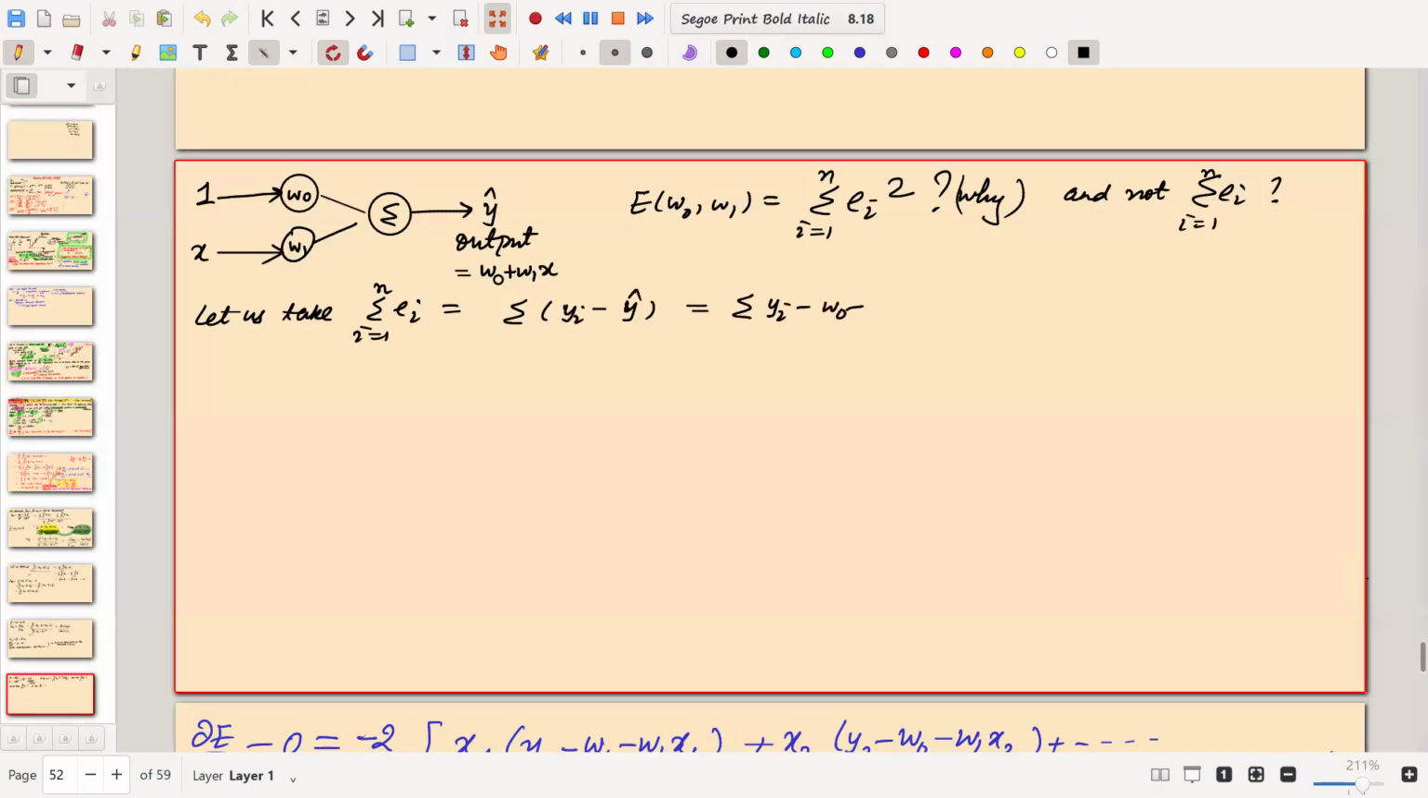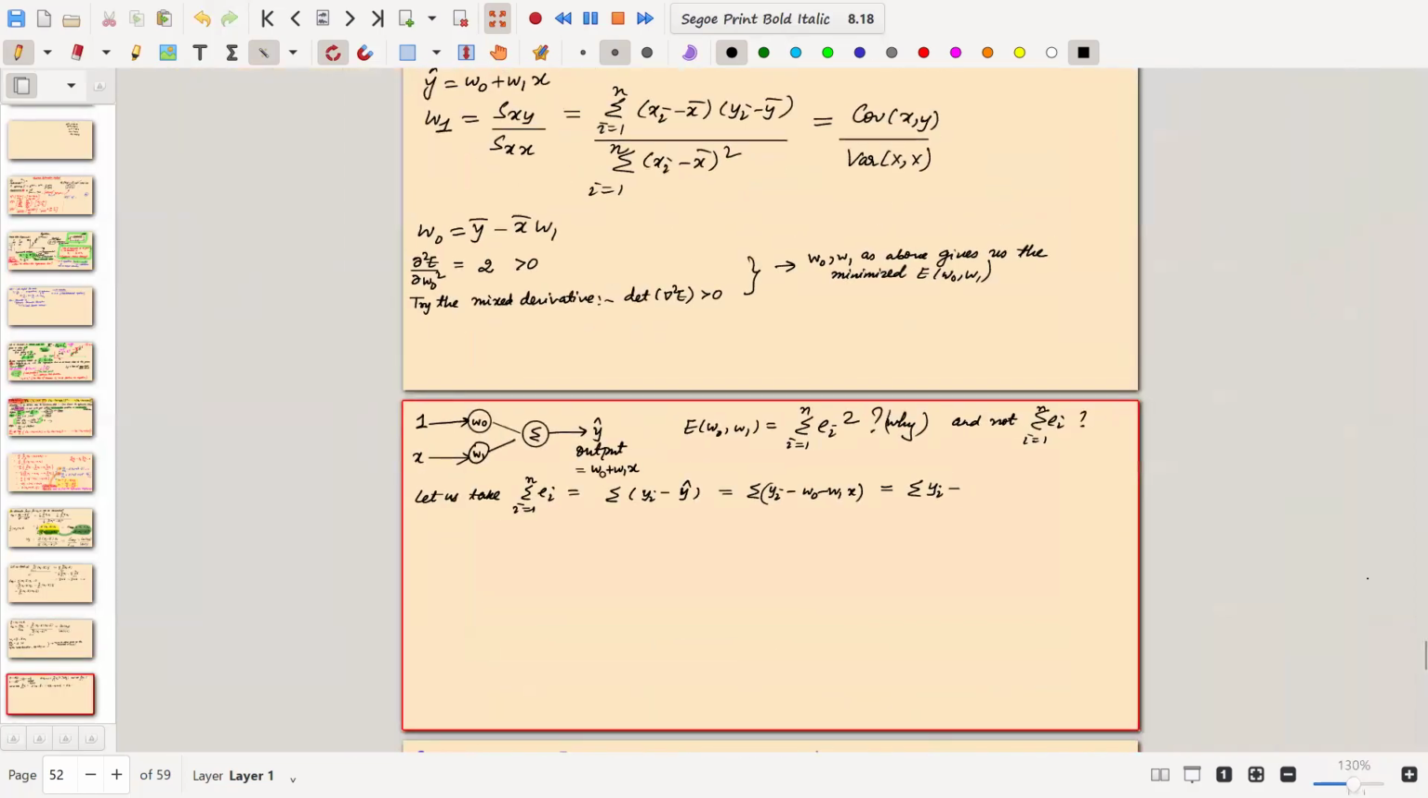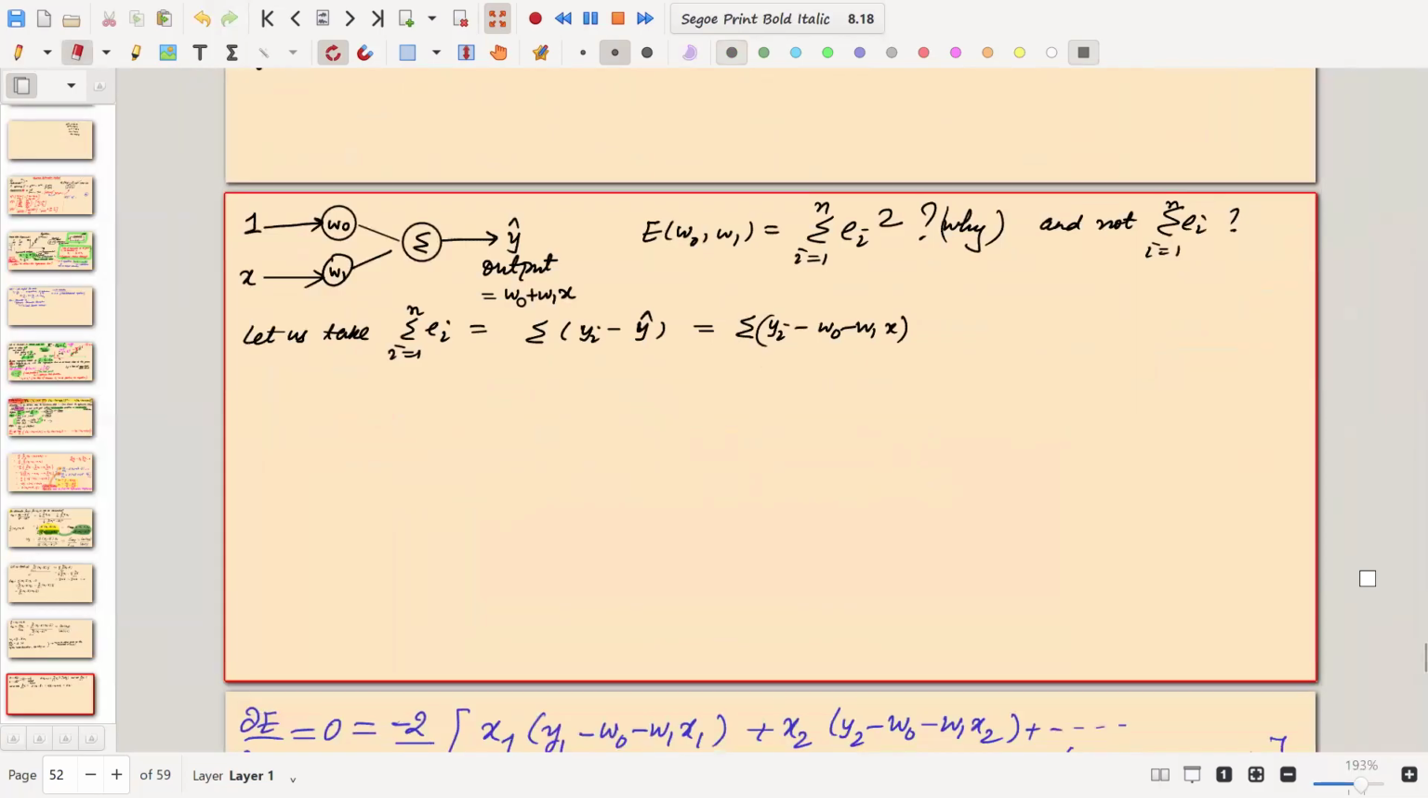Y minus W naught plus minus W1x, right? What are W naught, W1? Can we substitute? W naught we already did, no? Maybe we can write in a different way. We don't have to write the complicated expressions. Can you simplify it with this? That's what I'm asking. Write yi minus W naught minus W1 xi.